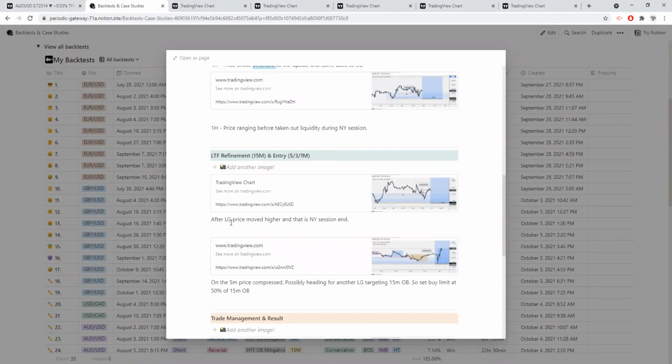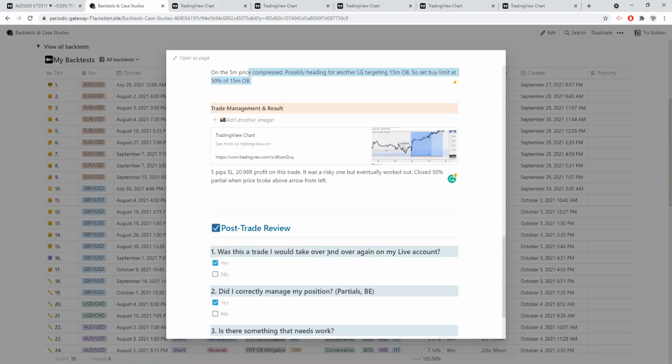After the liquidity gap, price moved higher, and that is where the New York, exactly. So that was New York. The 5-minute price compressed possibly for another liquidity gap. Exactly. I'm definitely agreeing with this trade because I like your thought process on it. It's not just a random trade. I really like how you said the 15-minute OB.